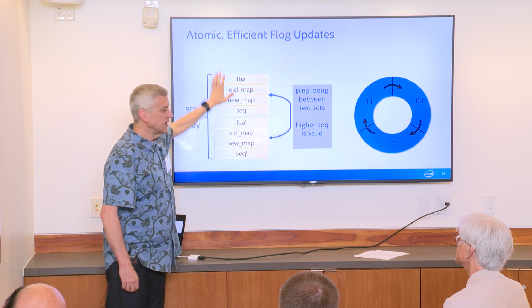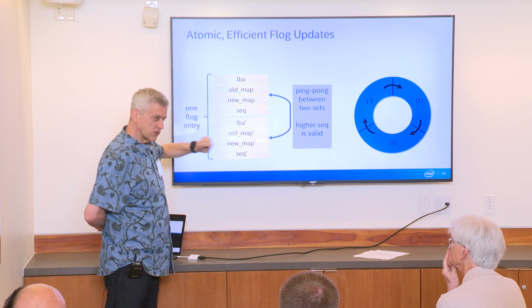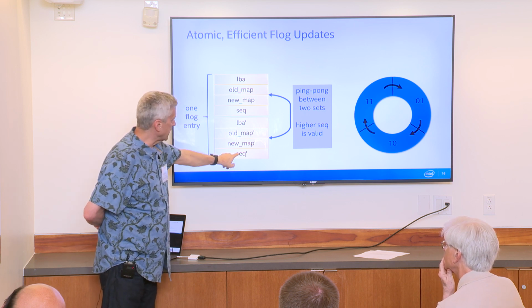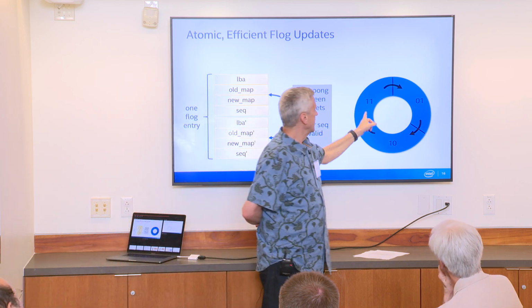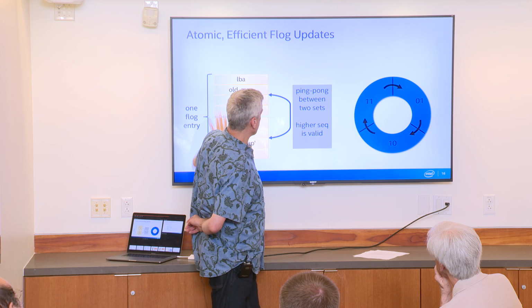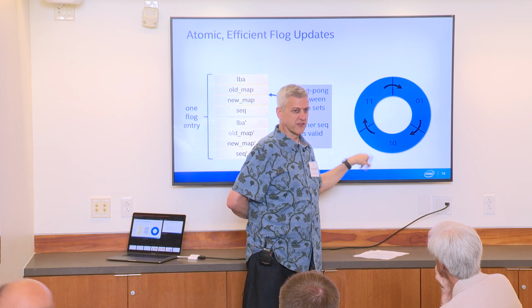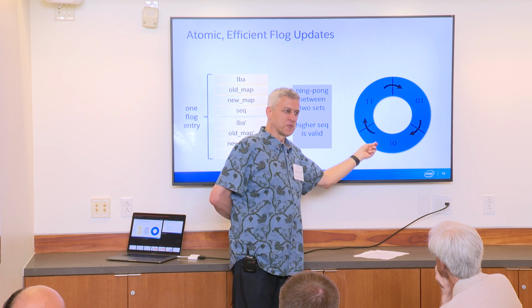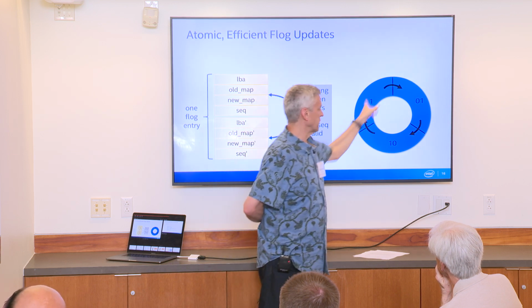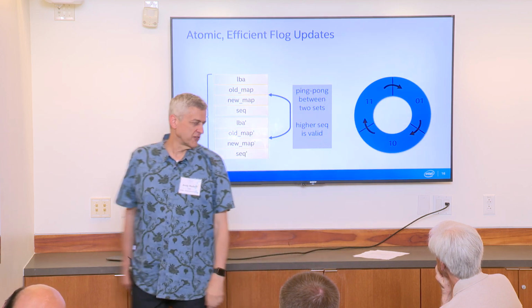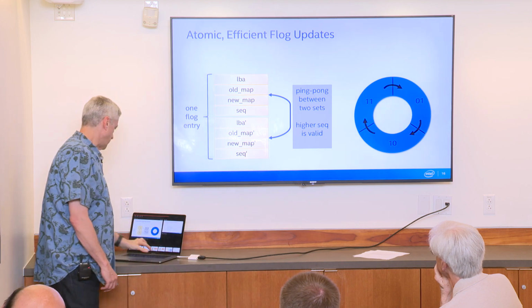Every time you update it, you write to the one that's not in use, and you write its sequence number. And the version that is currently correct is the one with the higher sequence number on this circle, right? Because there are only 2 entries and there are 3 possible sequence numbers on this circle, one of them is always going to be to the right of the other one. So you can always tell which one is the valid sequence number.